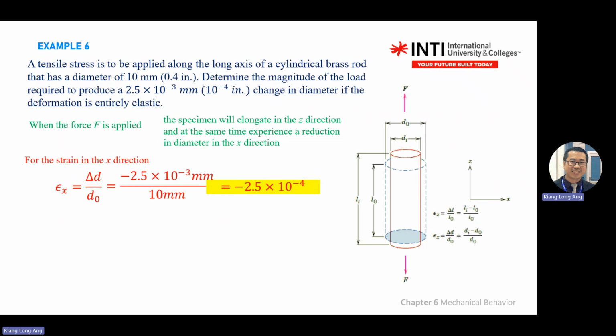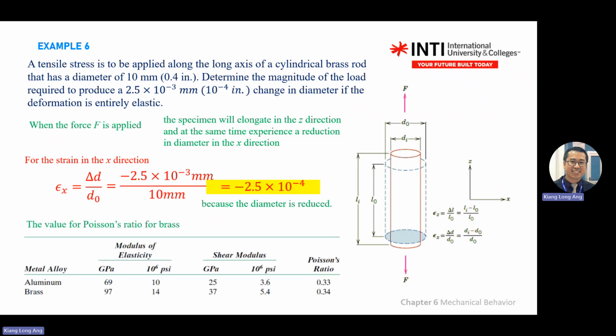So the first calculation, the strain change in the x direction will be negative 2.5 times 10 power negative 4. In this case it's a rod. The earlier example was a square cross section, so be careful with the question. Now you go to the table. This is brass, so you have the value you need. Poisson's ratio for brass equals lateral divided by longitudinal.